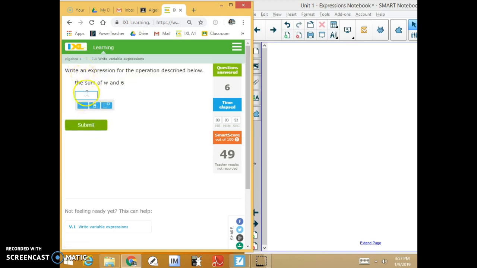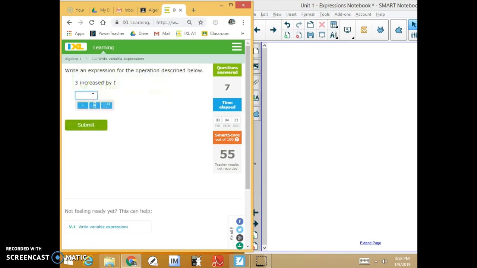So for this problem, I see the words sum of. I'll read it, the sum of w and 6. That requires me to know that sum means addition. In order to add things, I have to at least have 2. So the first thing I'm going to add is w, and I'm going to add 6 to it. Now, I can change the order. I could write 6 plus w. I could also write w plus 6. Either way, it should accept it.